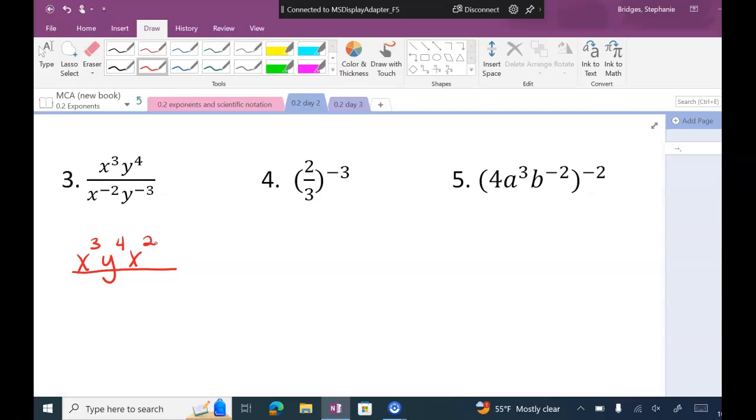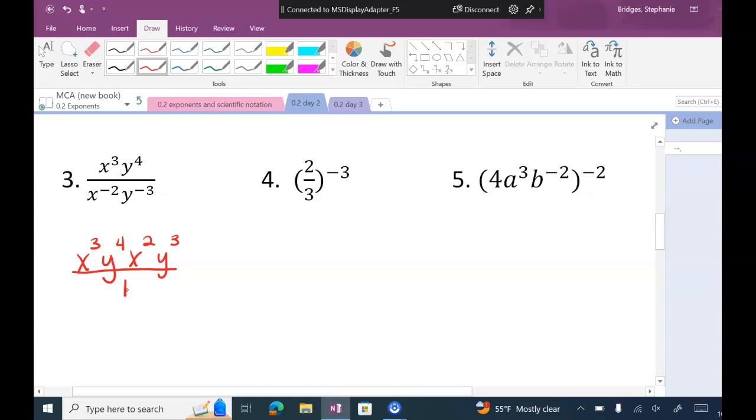What about that y to the negative third at the bottom? Does that need to move? Yes, so that's going to go to the top as well. And again, I'm just multiplying it by what is up there. What's left at the bottom? Nothing, which means I put a 1. Anytime there's nothing left, you put a 1.